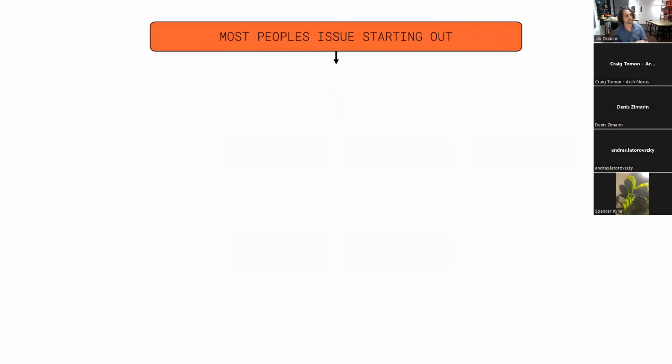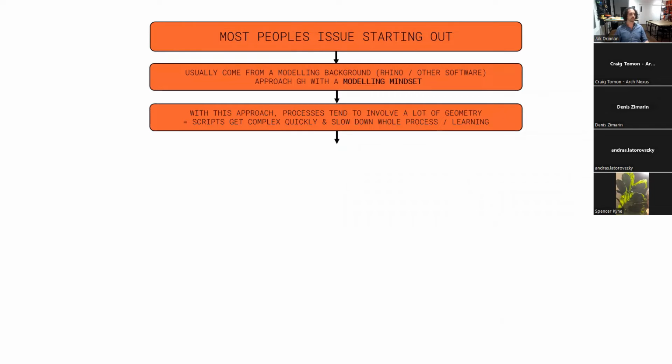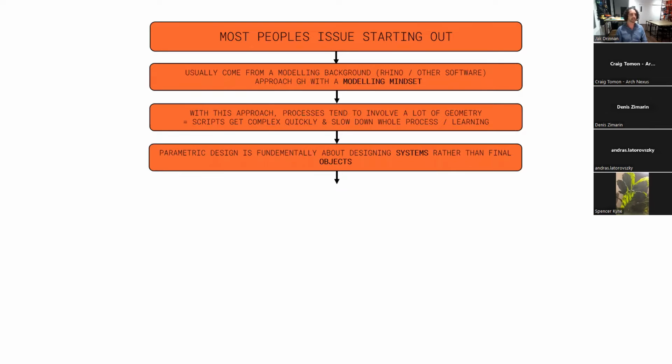The reason for this is that most people, when they start out, approach this from a modeling mindset. You may have come from Rhino or SketchUp or any other 3D modeling program, but you can't approach Grasshopper like this, because you quickly start using really complex geometry, and this slows down your whole process, slows down your learning, and really bogs down what Grasshopper does best. And parametric design is fundamentally about designing systems rather than objects.